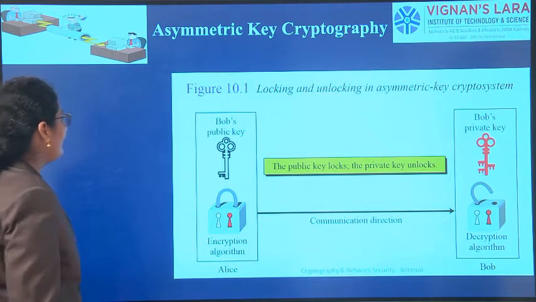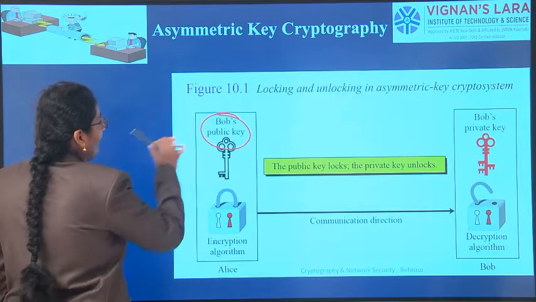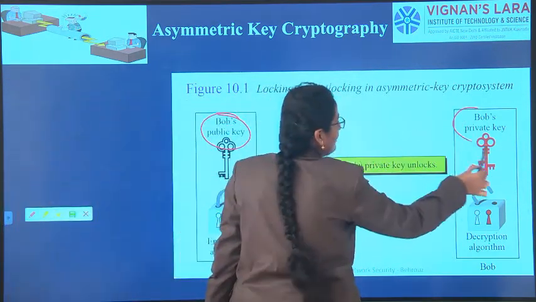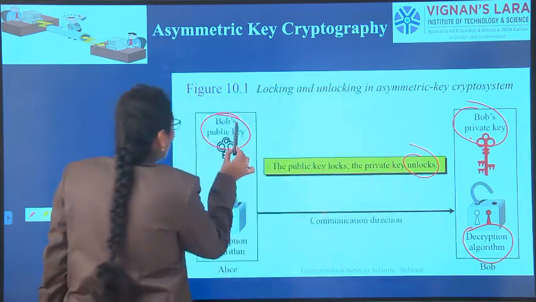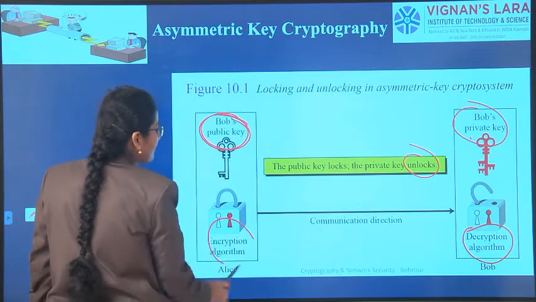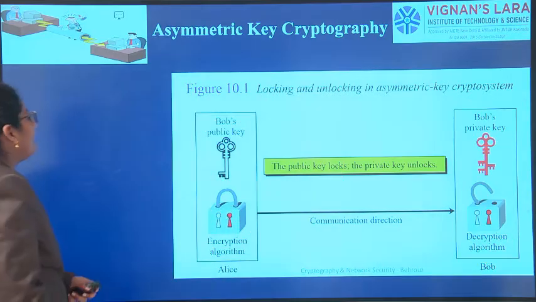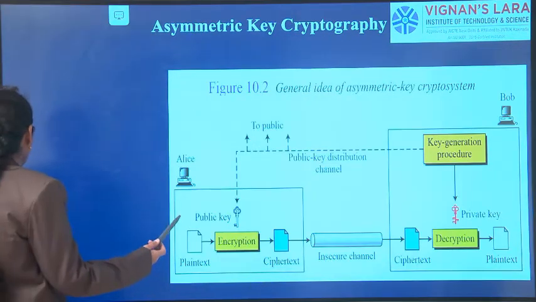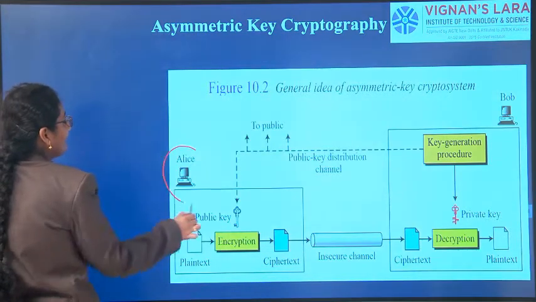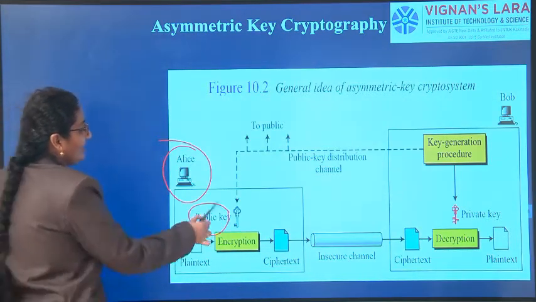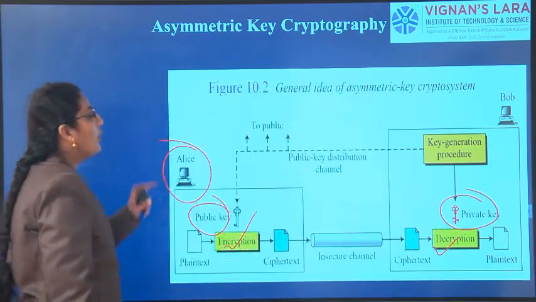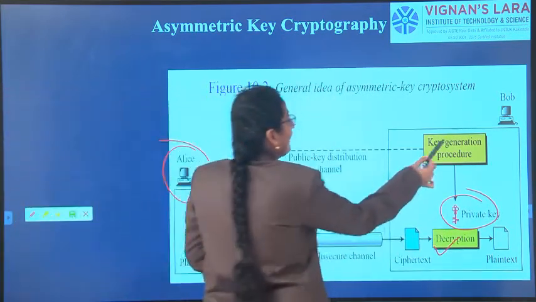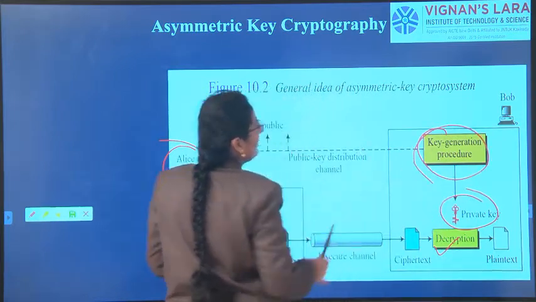So what is happening here? The public key of Bob is taken, and the private key of Bob is also taken. The private key is for decryption, which means unlock. The public key is for encryption, which means lock. In the next example, Alice is the sender, so we have taken Alice's public key and Alice's private key for encryption and decryption. Who is giving these keys? The key generation procedure is generating all the keys.